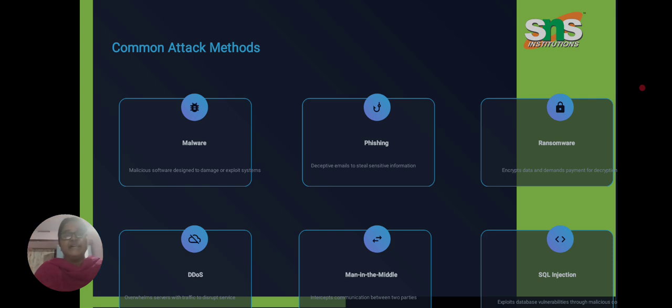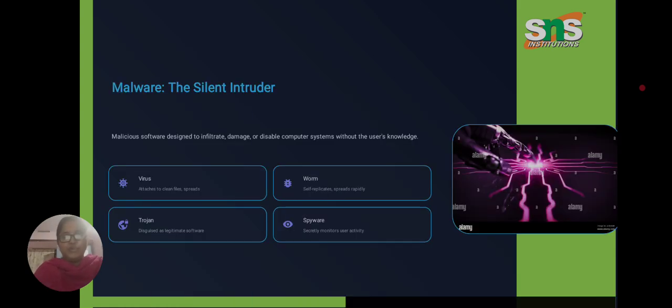Then the man in the middle attack intercepts communications, standing in the middle of the network and the system like an interceptor. That's why it is called the man in the middle attack. Next is SQL injection, which is used to attack databases. Each attack has a different method, but the goal is the same, to exploit the weaknesses.